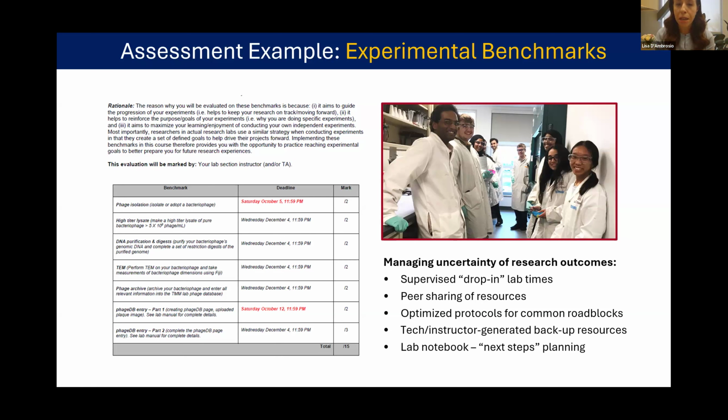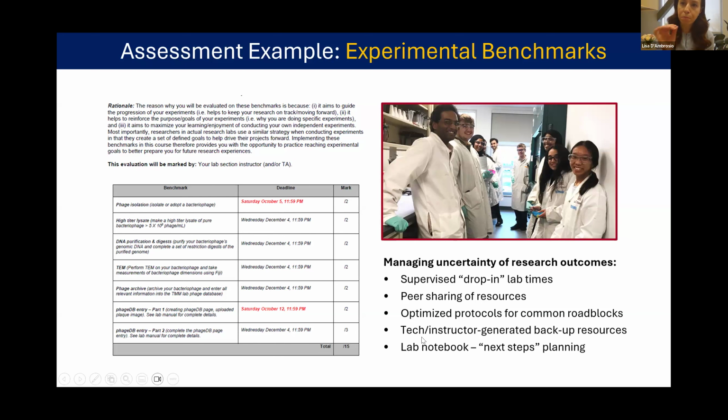The other thing we've done is our instructors have optimized protocols for common roadblocks that have been a stumbling block as we've seen over the years. And tech and instructor-generated backup resources so that there's a constant supply of reagents and tools if the students need them. Another thing we tried to implement is our lab notebook assessment.